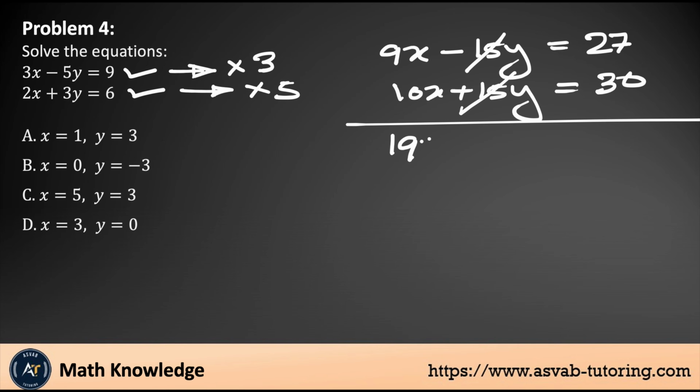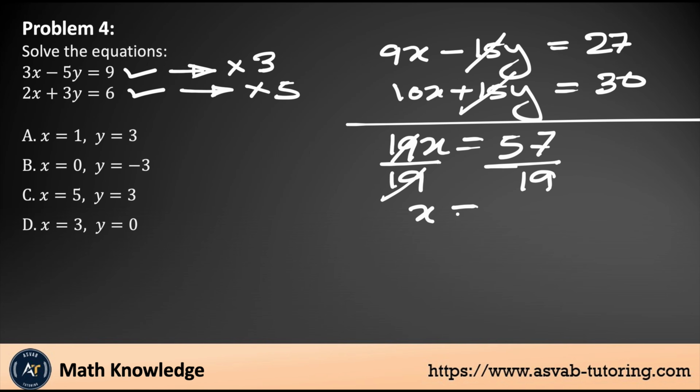19x equal to 57. Now if you divide both sides by 19, the 19 cancels out, and that gives you x equal to 3. Now if you plug this 3 into either of these equations, then you can easily find y.